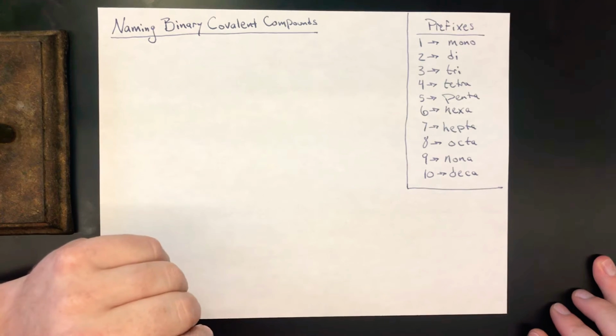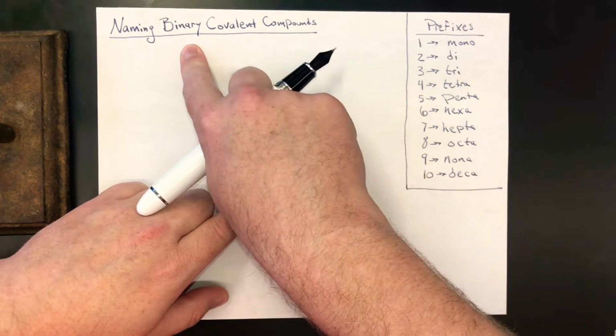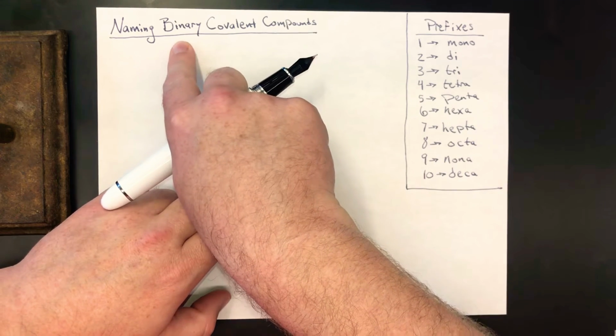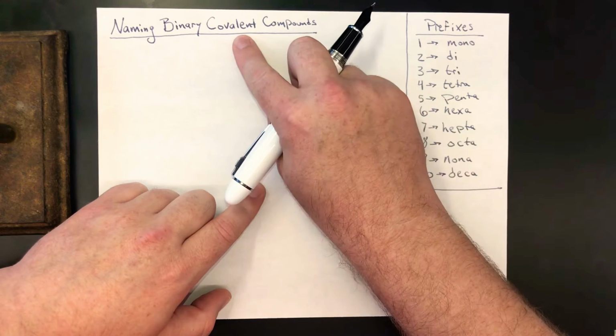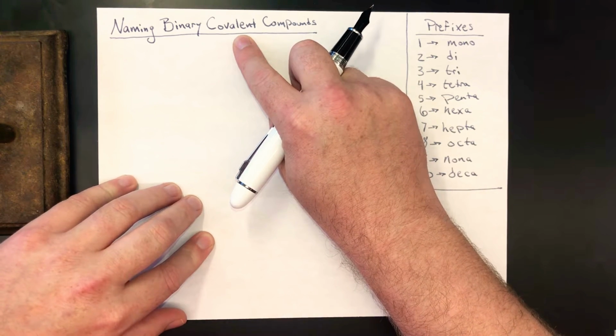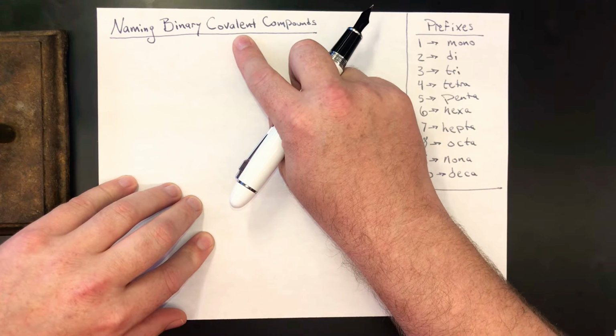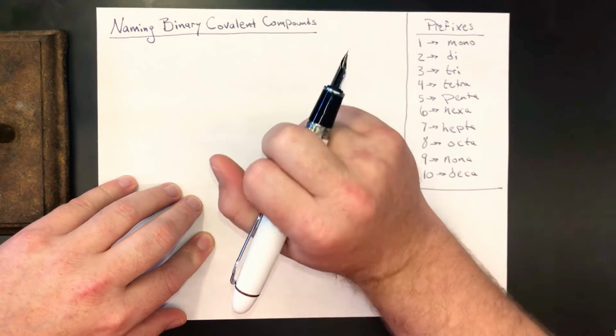Today we're going to make a video talking about how we name binary covalent compounds. There's a few words that we need to make sure we understand: binary and covalent. Binary just means that we have two elements being bonded together, and covalent means that they're going to be sharing electrons. I made a previous video talking about ionic compounds between ions, where we have a positive and negative ion. Now we're going to look at covalent.